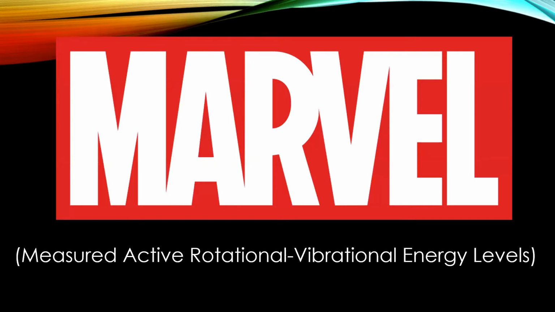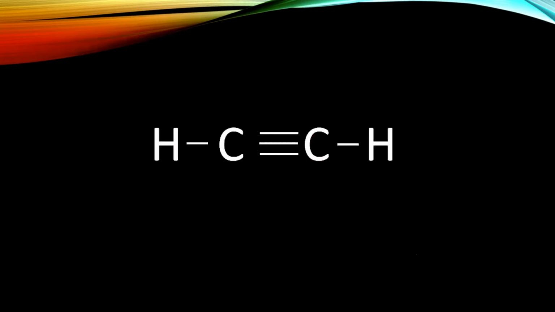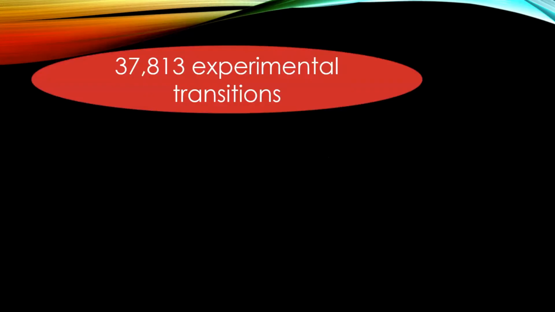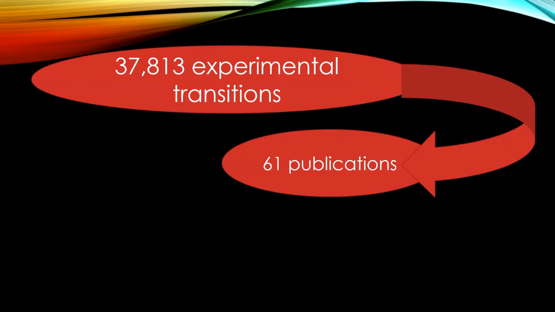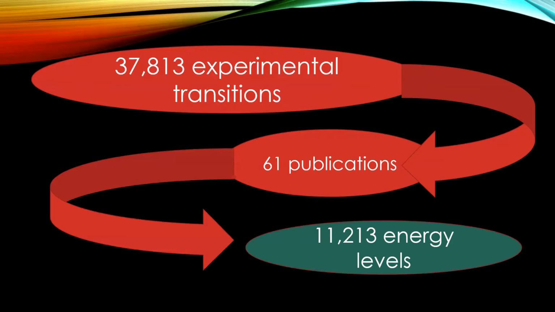And we use a procedure called MARVEL, which stands for Measured Active Rotational Vibrational Energy Levels. For a particular species, we will collate all the laboratory measurements in the literature, which can span decades, and analyze them to get experimentally determined energy levels. I've been involved in a few of these projects, and the first was a few years ago during my PhD for acetylene, or C2H2, which is the molecule I computed the line list for. I led a small team working on this, and together we gathered almost 38,000 experimental transitions from 61 different publications, and we analyzed them using MARVEL to get over 11,000 experimentally determined energy levels.